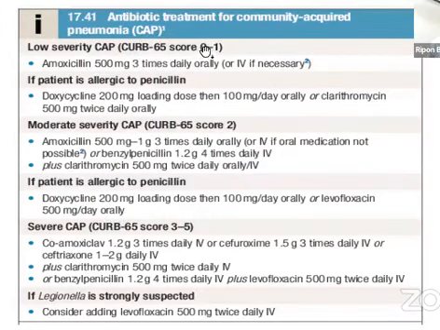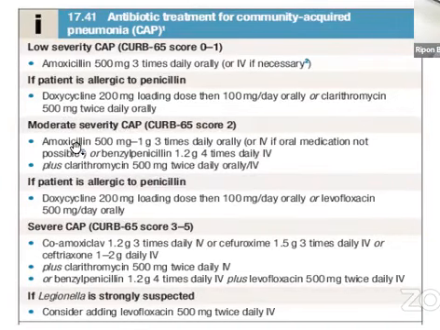The score is 0 to 5 maximum. So 0 means less severe, 5 means more severe. CURB score 0 to 1 means low severity, score 2 moderately severe, and score 3 to 5 is severe pneumonia. Here it is community-acquired pneumonia. In that case, they propose the antibiotic amoxicillin. If the patient is allergic to penicillin, then the preferred therapy is doxycycline.